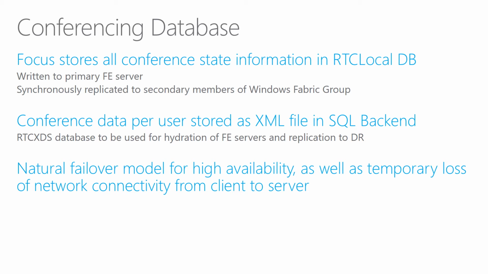The conferencing database is used to store critical information related to conferences. The focus stores all conference state information in the RTC local database and is first written to the primary front-end server in a pool. This data is synchronously replicated to all secondary members of the Windows Fabric group. In addition, conference data per user is stored as an XML file in the SQL Server backend database, RTCXDS, and this data is used for the purposes of hydration of front-end servers in a failover scenario.